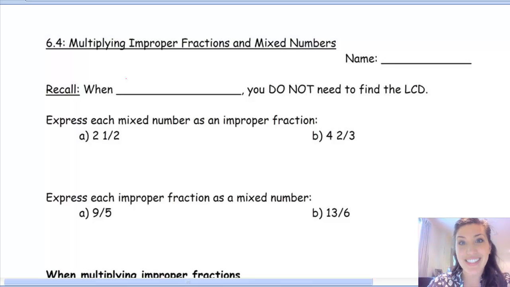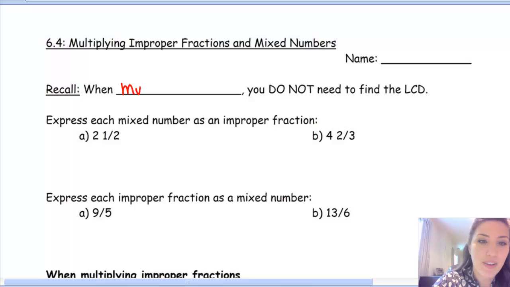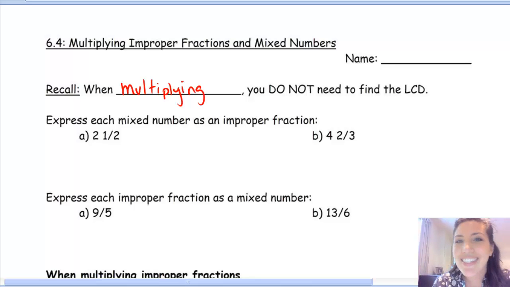Today we are on lesson 6 and we will be exploring section 6.4 of our textbooks, which is multiplying improper fractions and mixed numbers. So remember, when multiplying, you do not need to find the lowest common denominator. And also remember that we know already how to express mixed numbers as an improper fraction and then an improper fraction as a mixed number. If you forget how to do that, you can go back and watch section 6.0a one more time.